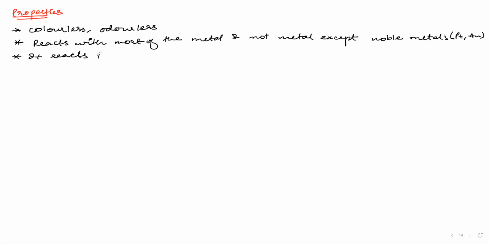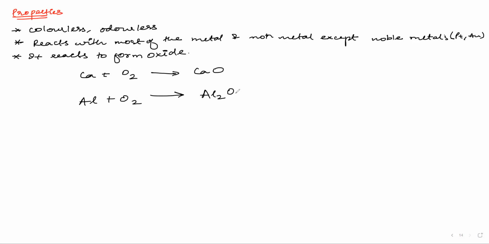Now, what will it form if it reacts? It reacts to form oxides. If it reacts with both metals and non-metals, it forms oxides. Okay, just write general oxide. You have many reactions, but I don't think you need to write those reactions. For example, calcium and O2, you will get CaO. Aluminium plus O2, you will get Al2O3. Phosphorus plus O2, you will get P4O10. Carbon plus oxygen, you will get CO2. Okay, so these reactions are there. You can just write this if you want to.